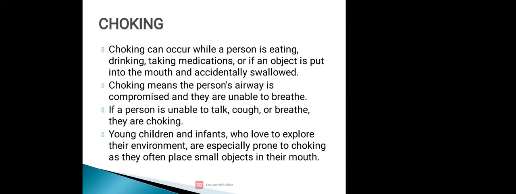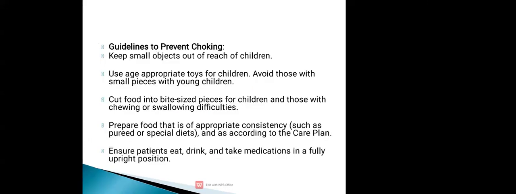Young children and infants who love to explore their environment are especially prone to choking, as they often place small objects in their mouths, just put everything in their mouth. So this is an example of choking. Now we see the airway of the person. So what are the guidelines to prevent choking? Number one, you keep small objects out of the reach of children because they are at very high risk of choking, because of their mentality, they want to put it in their mouth, when they are so exploratory, they want to explore. Number two, use age appropriate toys.